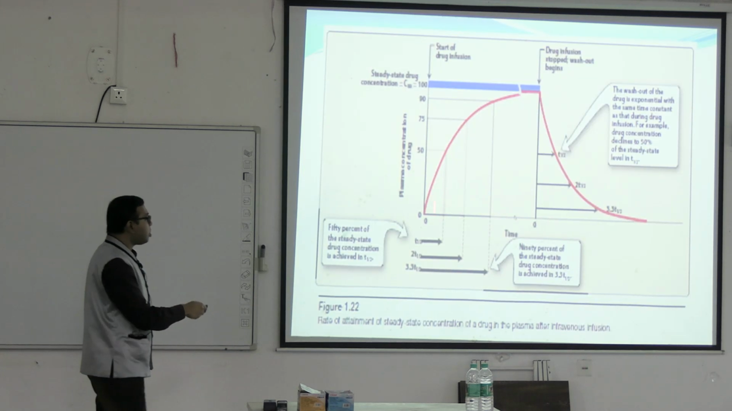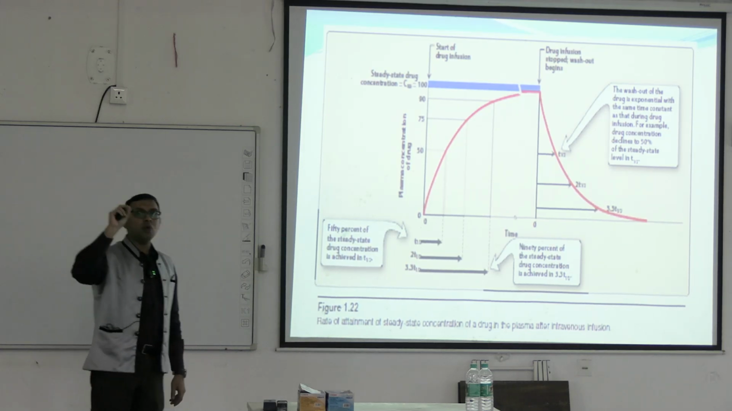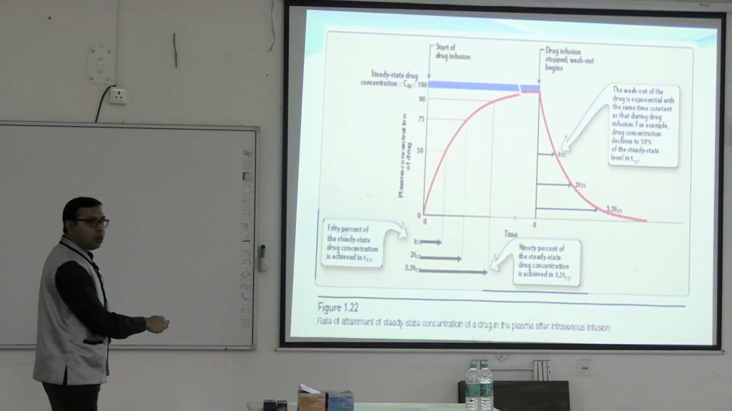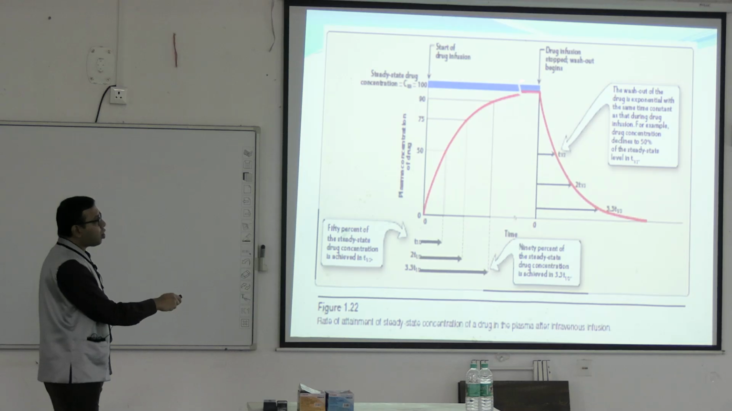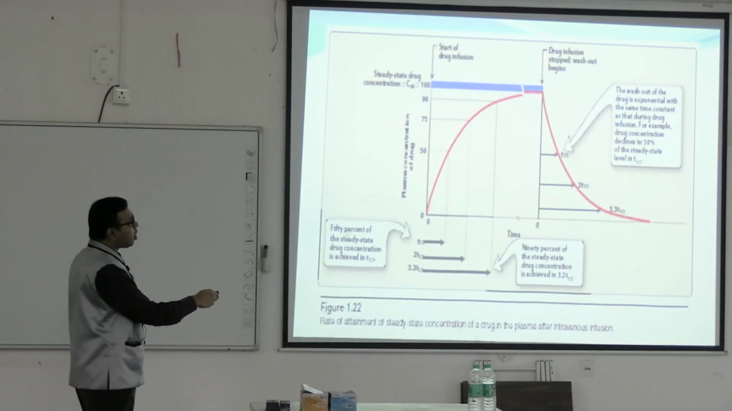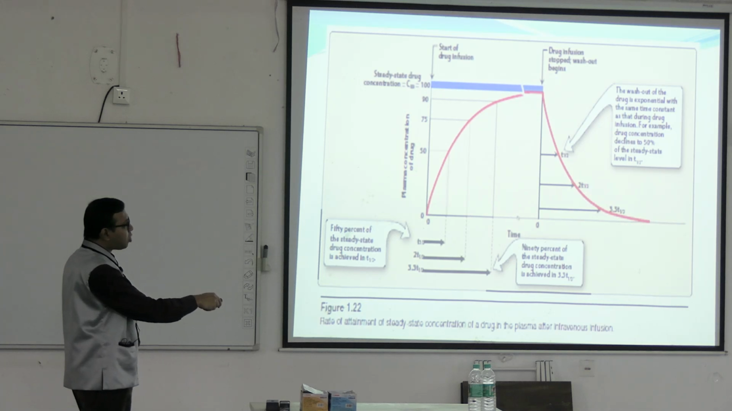So for example, you can see this is the start of the drug infusion. For example, we are giving an intravenous infusion of the drug. When the intravenous infusion is given, there will be a rapid rise of the concentration of the drug in the plasma. Now here the drug infusion is stopped and the washout begins. When the drug infusion is stopped, there will first be a drastic reduction, and then some steady state plasma concentration is achieved, and then it comes to the plateau, and ultimately it will be exponential.